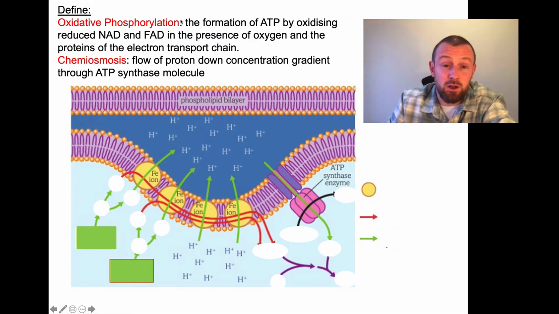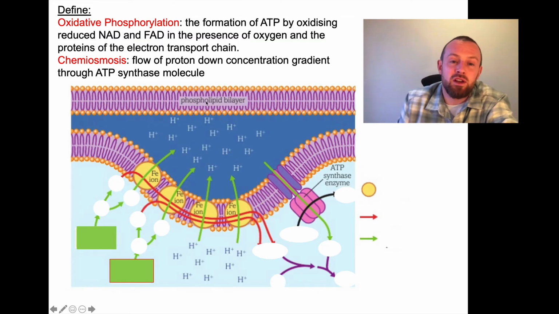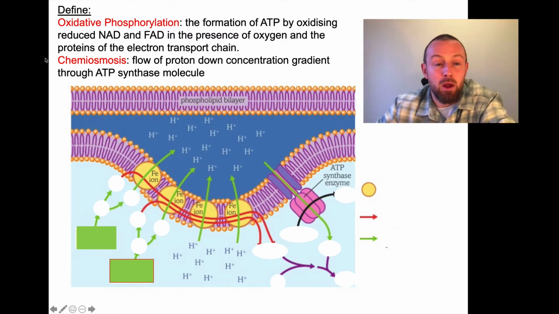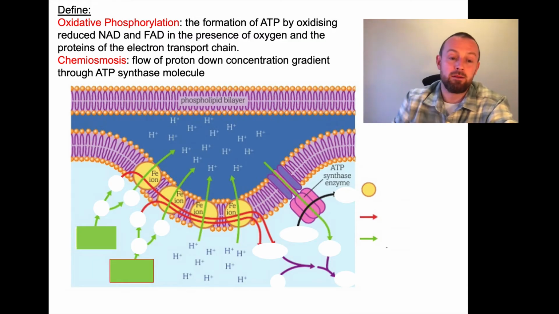definitions for oxidative phosphorylation on the internet or in textbooks are often a couple sentences long. So I've said that it is the formation of ATP by oxidizing reduced NAD and FAD in the presence of oxygen and the proteins of the electron transport chain. So for oxidative phosphorylation to occur, you've got to have some reduced NAD and FAD. We've already made those in glycolysis and the Krebs cycle. You've got to have oxygen. Remember, oxygen is what's called the final electron acceptor. And we've also got to have some specialized proteins that are in the inner mitochondrial membrane. That's this right here. And those are called the electron transport chain.